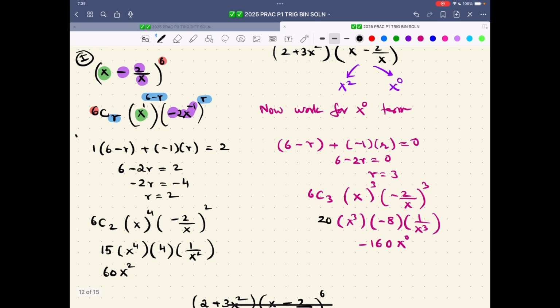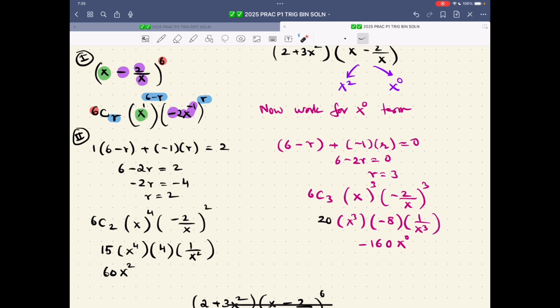What is step number 2? Step number 2 is gather powers of x. So 1 is multiplying with 6 minus r. Plus sign. Use brackets excessively. Negative 1 is multiplying with r. And this equals to 2.